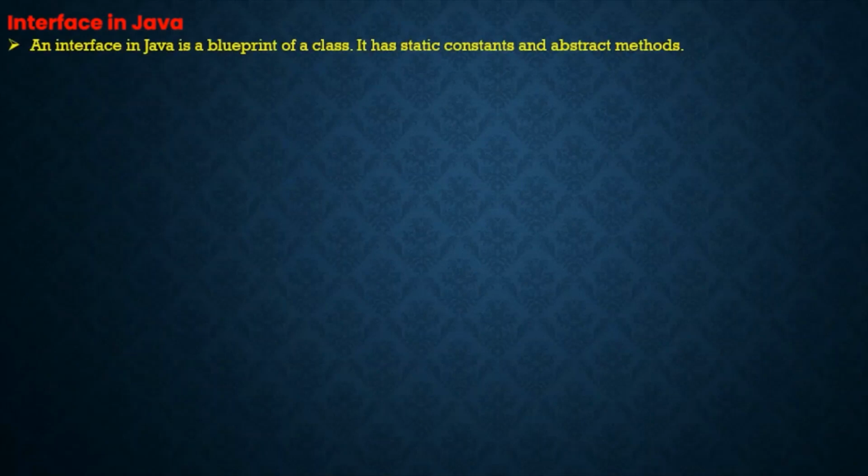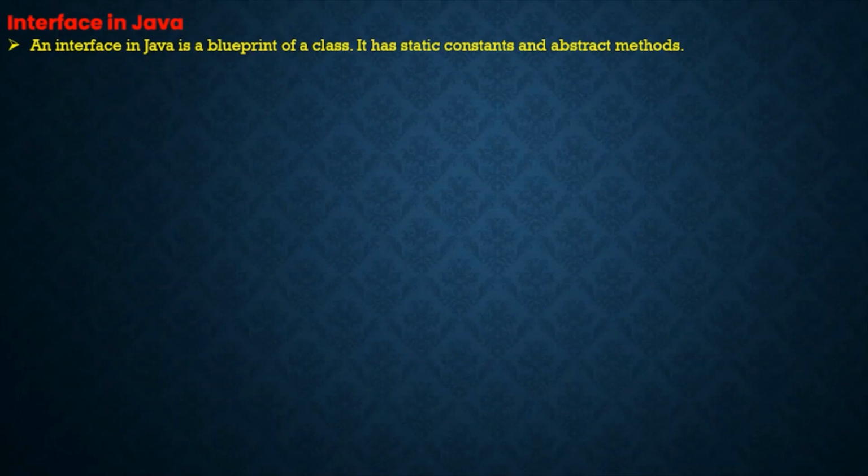Similar to a class, which contains data members, constructors, and methods, an interface is like a class only. An interface can contain static constants and abstract methods. And I have told that we cannot create an instance of an abstract class. Similarly, we cannot instantiate an interface also. I will explain through an example.